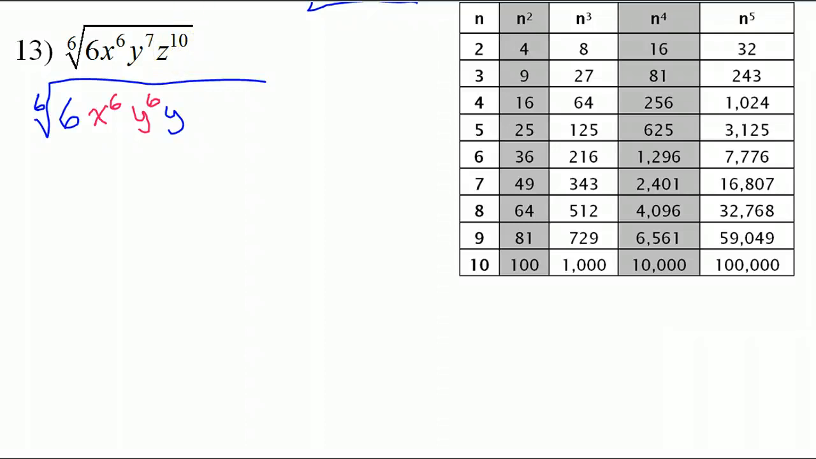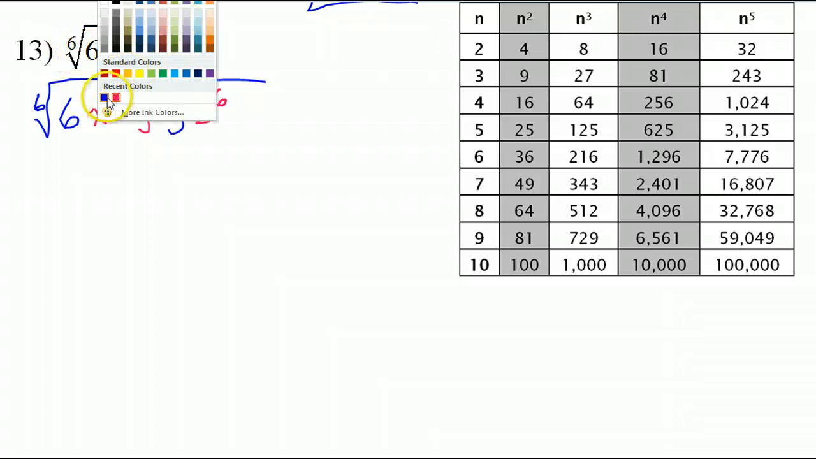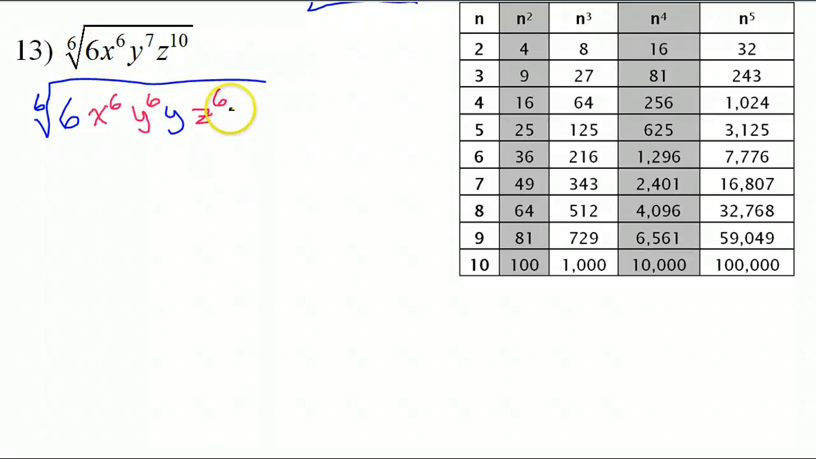Z, also going to have to split this up as z to the 6th power. That's the first number below 10 that is divisible by 6. And that's going to leave 4 little z's left over, because together that's 10 z's.